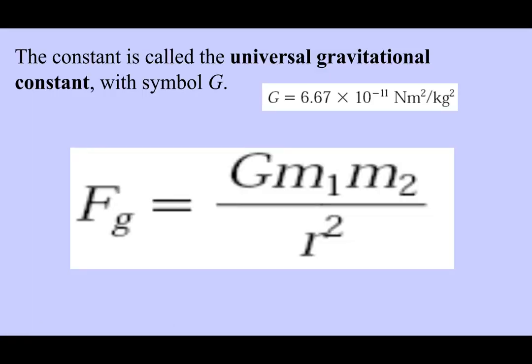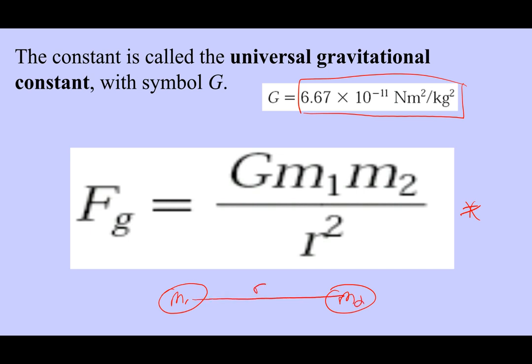The constant is called the universal gravitational constant with the symbol G. So this is the formula that's on your formula sheet, all right? That capital G is not little g. It's not Earth's gravitational field strength. This is called the universal gravitational constant, 6.67 times 10 to the power of negative 11 newton meters squared per kilogram squared. If you want some context, G m1 m2 over r squared: here's m1, here's m2, and they are separated by some distance r. The only other thing in the equation is capital G, and we just discussed that.